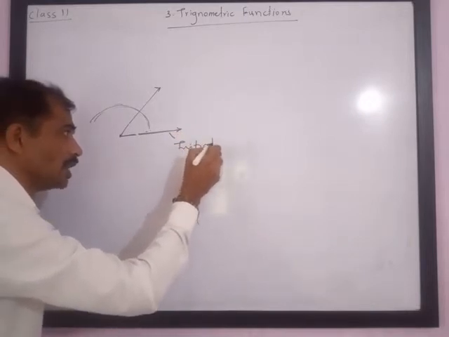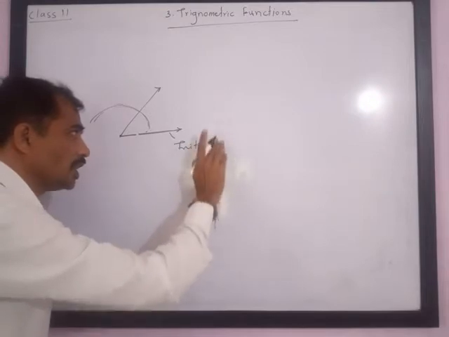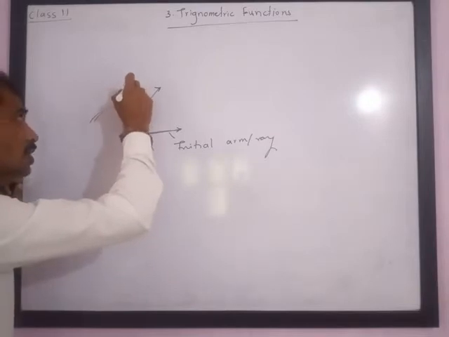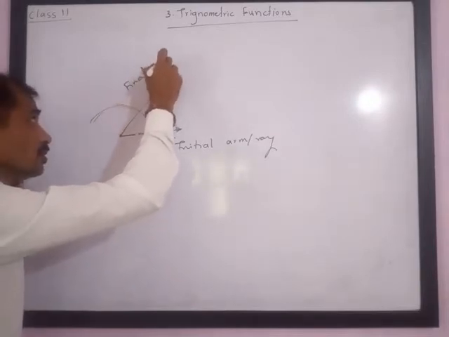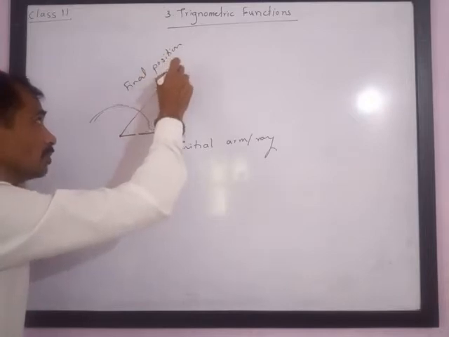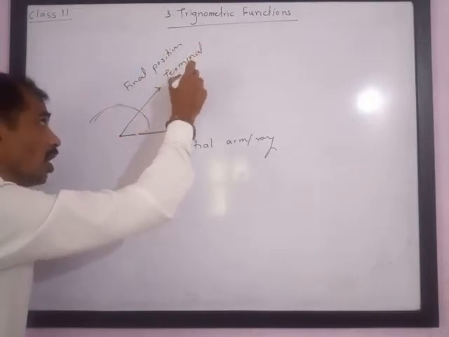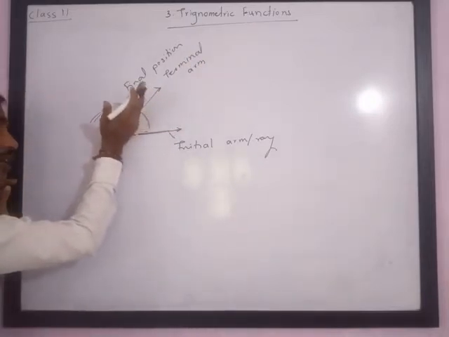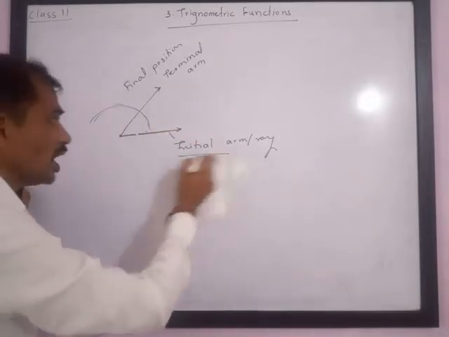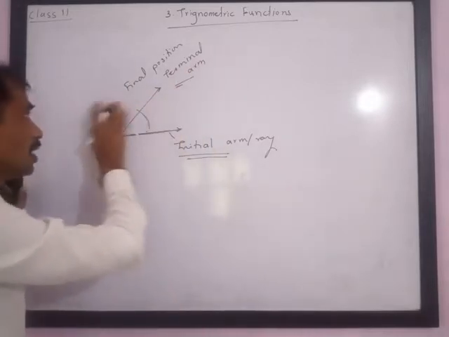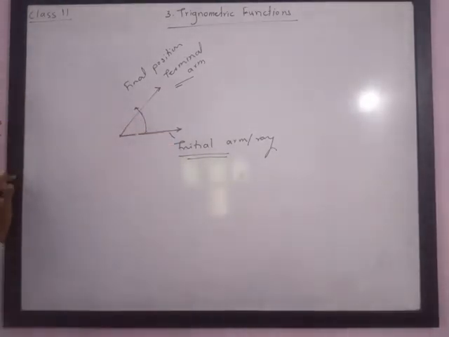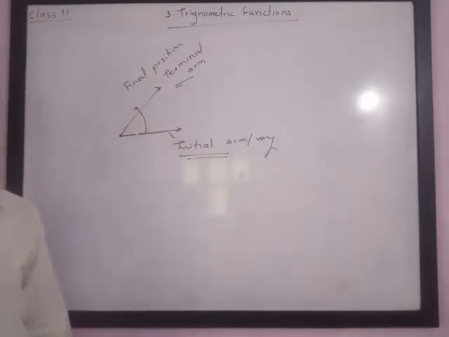This will be the initial position of the arm, so it can be called the initial arm or initial ray, and this is the final position, which you can call the terminal arm. See what has happened. If this initial arm is rotated, we get two positions: the initial arm, or initial ray, and the terminal arm. When the initial arm is rotated, we get an angle. This is called an angle in standard position.